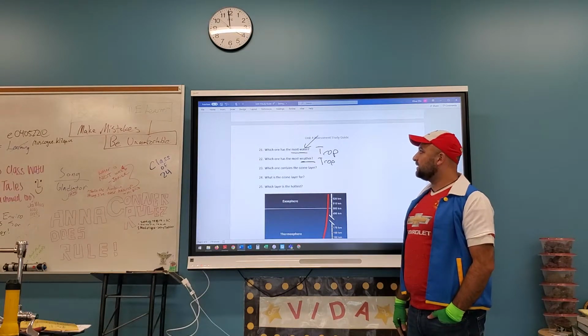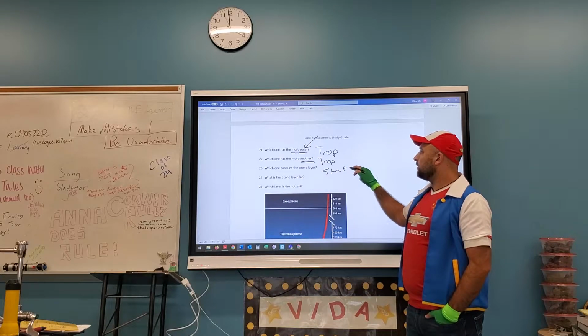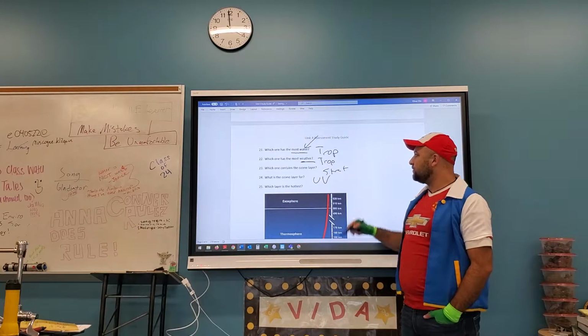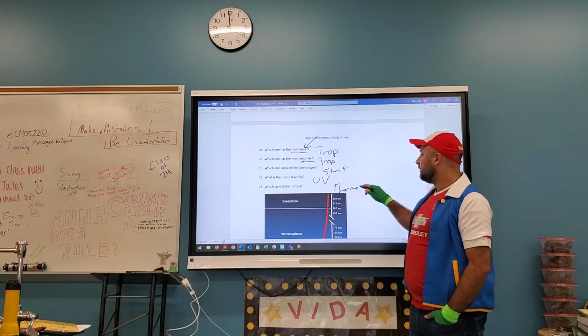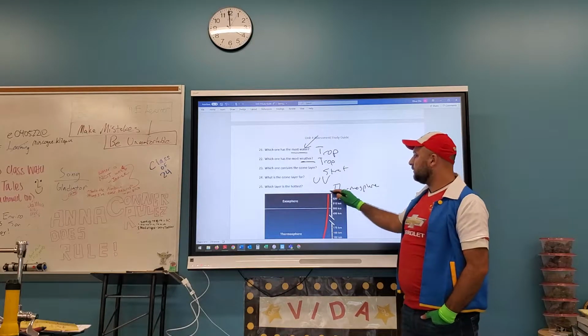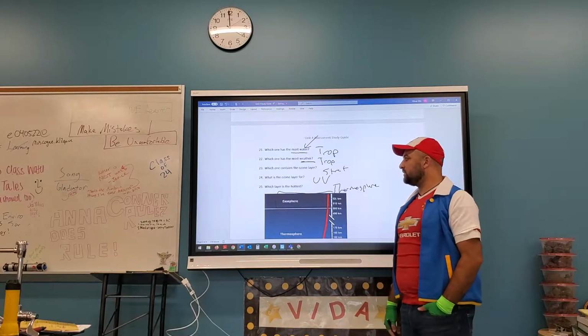Continuing, which one contains the ozone layer? So that would be the stratosphere we just talked about. What's the ozone layer for? Protecting from UV radiation. Which layer is the hottest? That is going to be our thermosphere. All right, or if you look down here, the exosphere, although some people don't consider that to be an actual sphere of the Earth because it just means the outer layer.